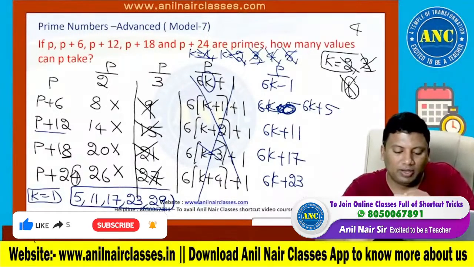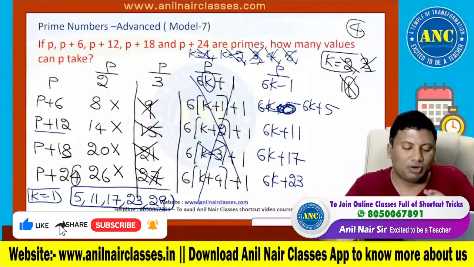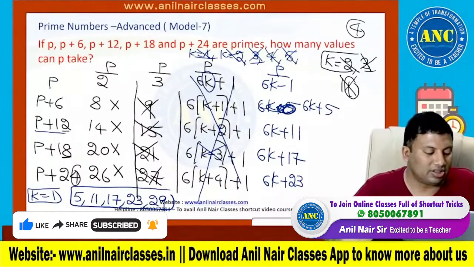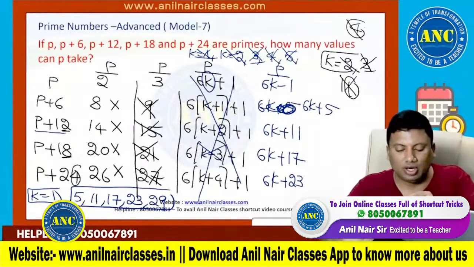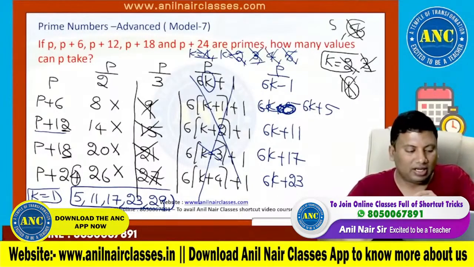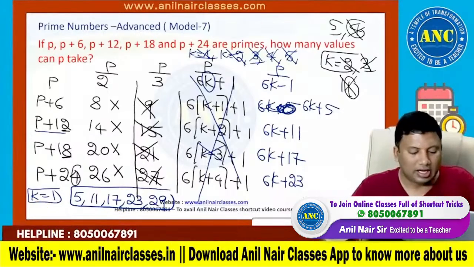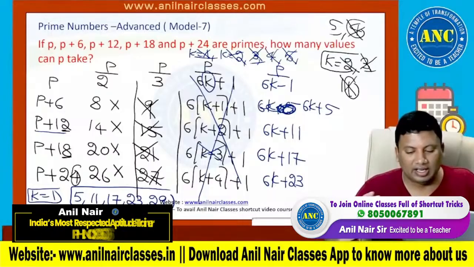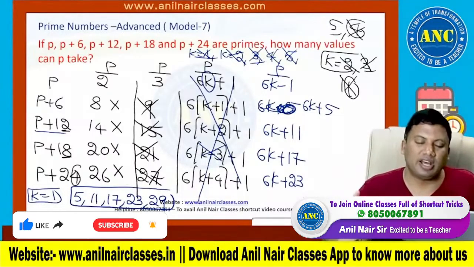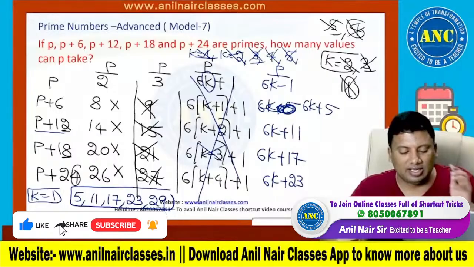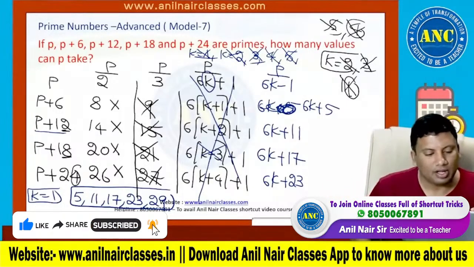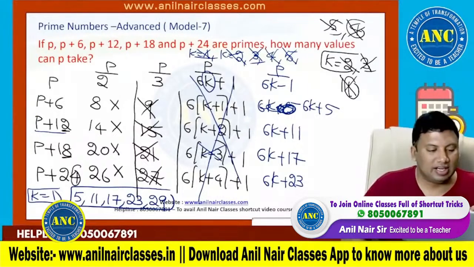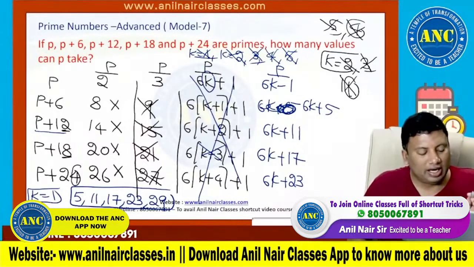Are you all with me? If k is 4, 6 fours are 24, minus 1 is 23. Unit digit 3 and the other is 2, so these are also not possible. If k equals 5, 6 into 5 is 30, 30 minus 1 is 29. 29 plus 6 is 35, so the answer is divisible by 5. I hope the idea is clear, right?